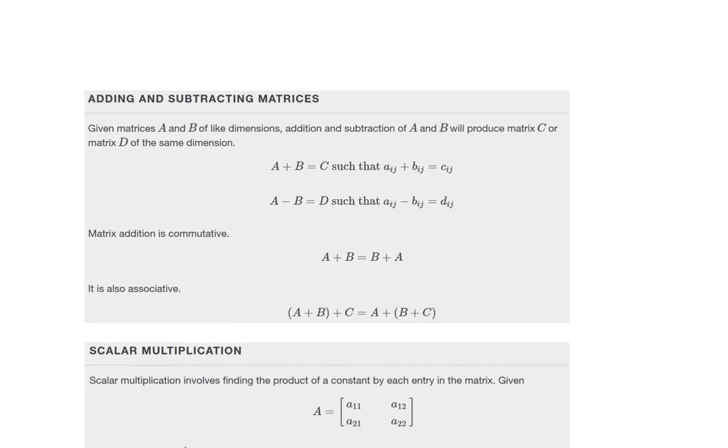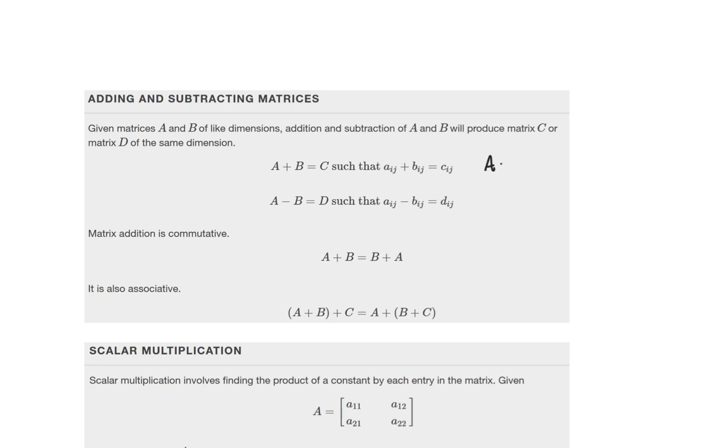Now, we are allowed to add and subtract matrices. Pretty straightforward. But for us to add and subtract matrices, they have to be the same size, which means they have to have the same number of rows and the same number of columns. And when we do addition or subtraction of matrices, we're just adding and subtracting each entry.